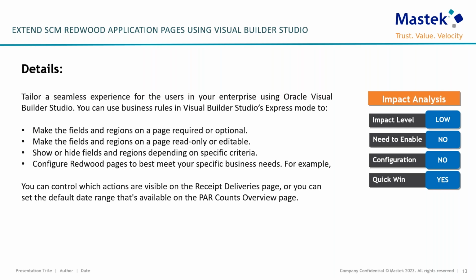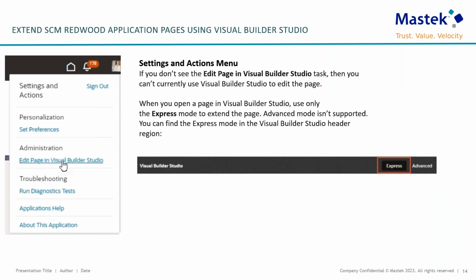So here there is a quick win. We need not enable or opt in for this feature. There are no configuration changes. So yes, this is a quick win for us. Here we can see this option in the administration as edit page in Visual Builder Studio. That will be available in the settings and actions menu. If we don't see this option on a page, then we cannot currently use Visual Builder Studio to edit that page.